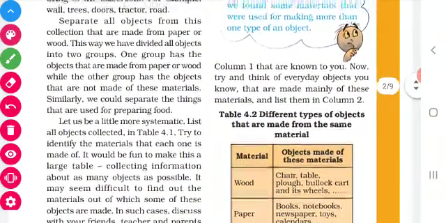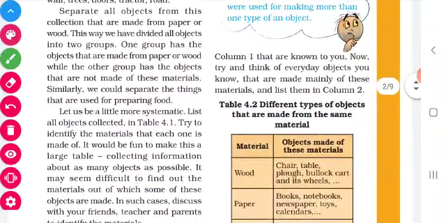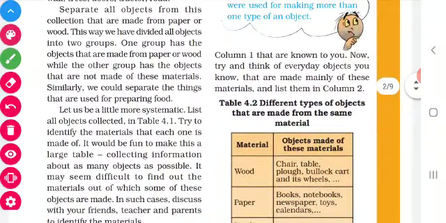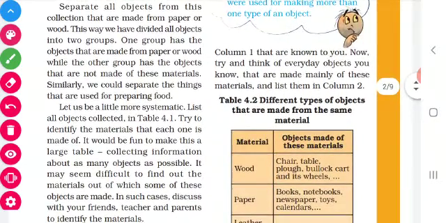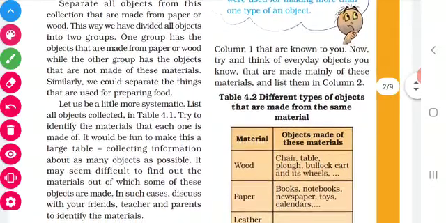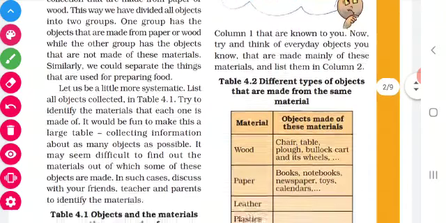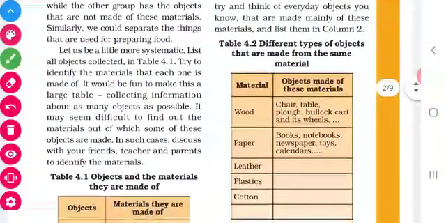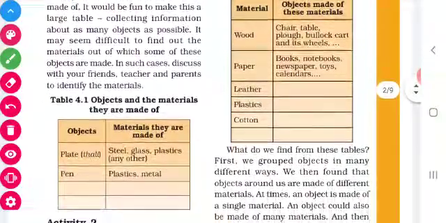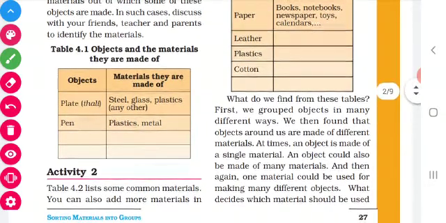For example, if we have taken a book, a note and a chalk piece, the note and book come from paper. The chalk piece does not come from paper. Like that you have to sort it out, and we have to complete Table 4.1.